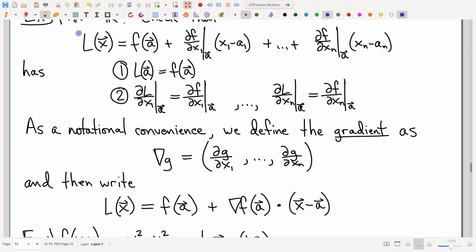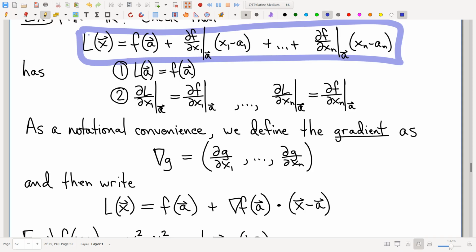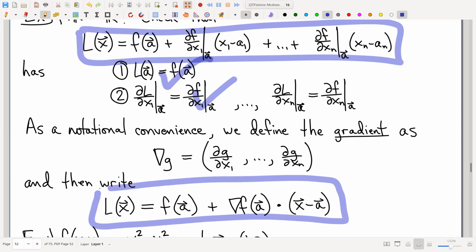So again, here was our linear approximation. This is the unique polynomial that has all the nice features that we want it to. And here's a different, more compact way to write it. And frankly, really just a better way to write it. So heads up for this notational choice.